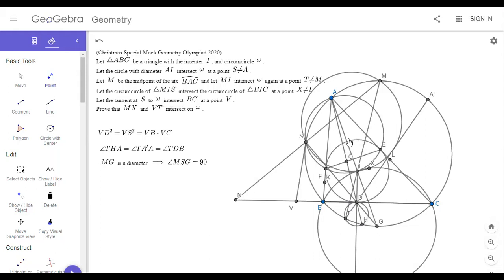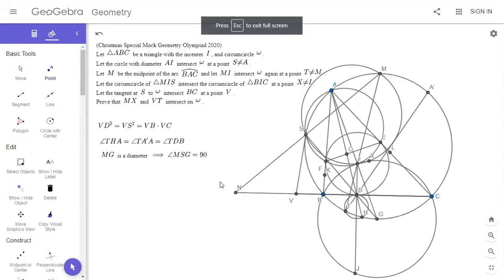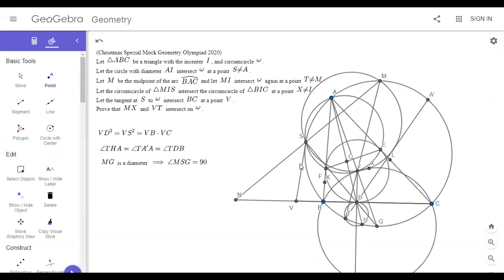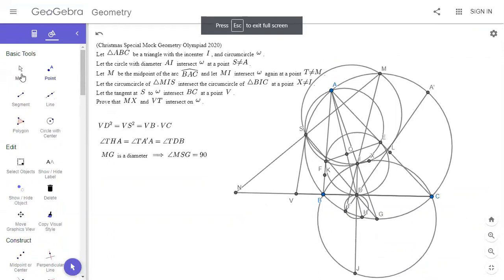Do you see how to use all this stuff to show that M, X, and H are collinear? I truly don't know. But yeah, I'm wondering, do you have an idea if any of this stuff can be used to show that M, X, and H are collinear?